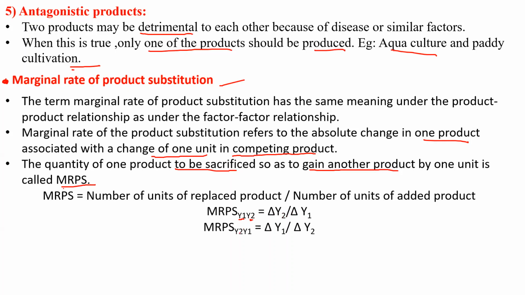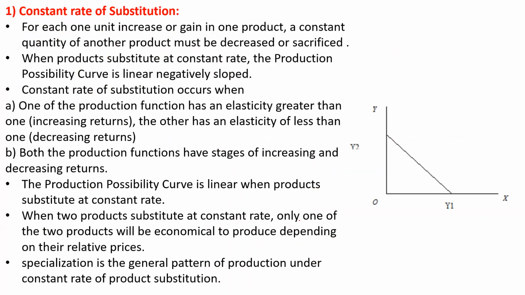If it is MRPS for Y2 for Y1, मतलब यहाँ Y2 जो होता है वो added होगा और Y1 replaced होगा. So the formula will be delta Y1 by delta Y2. So this is important to remember. Based on which factor is coming first, the formula will change.